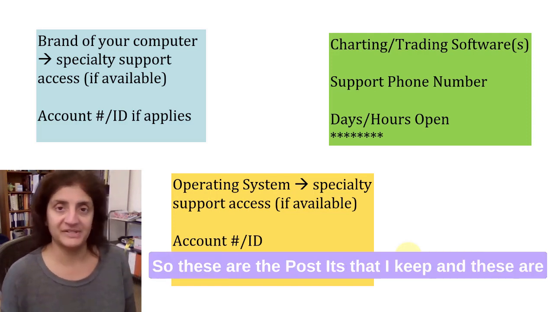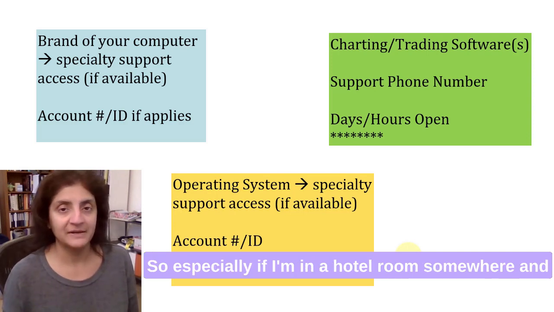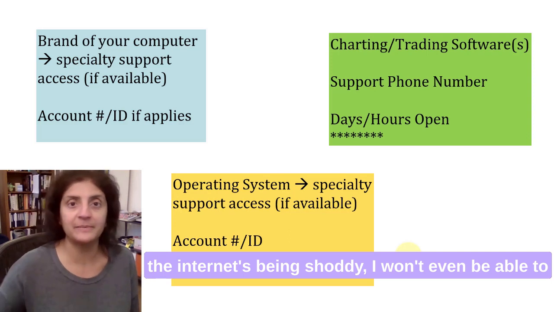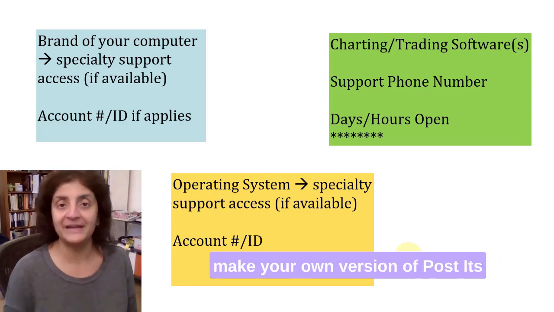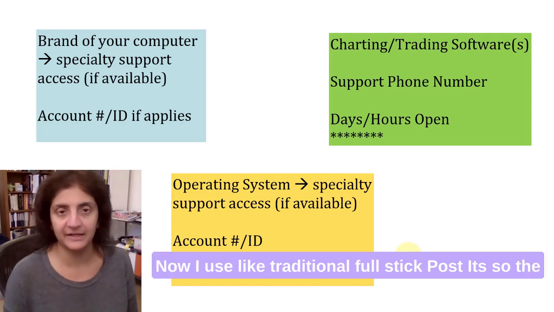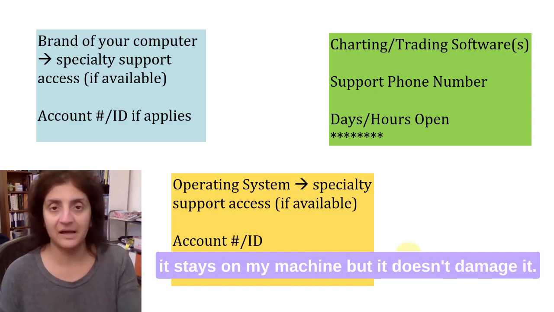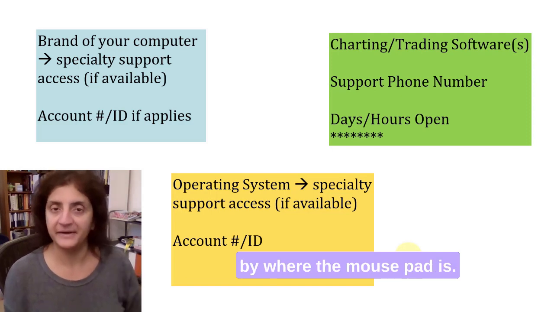So these are the Post-its that I keep. And these are the ones I'm going to need no matter where I am. So especially if I'm in a hotel room somewhere and the internet's being shoddy, I won't even be able to go on the internet to go find this information, right? So that's why I'm recommending you make your own version of Post-its. Now I use like traditional full stick Post-its. So the entire back of the Post-it has adhesive, and that way it stays on my machine, but it doesn't damage it. So I just put them right down by where the mouse pad is.